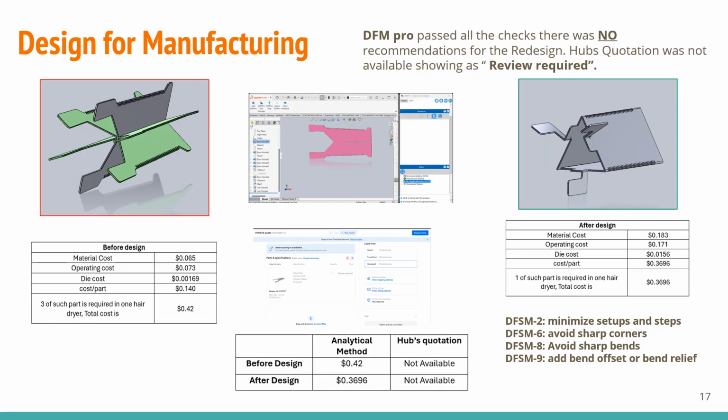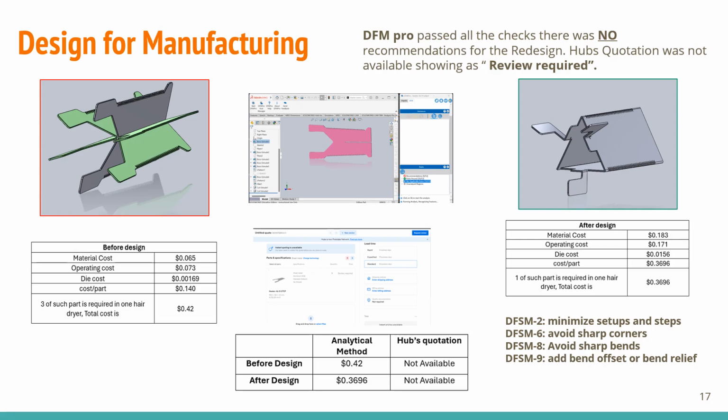Design for manufacturing for this heater rib. Once the original design was fed to the DfM Pro, it passed all the checks and there was no recommendation for redesign from the DfM Pro. We consolidated these 3 different components into a single component, taking design for sheet metal guidelines 2, 6, 8 and 9 into consideration, and we came up with a single component.